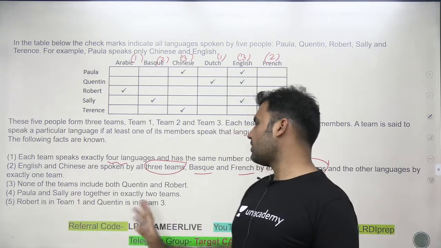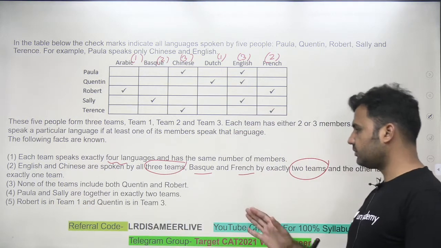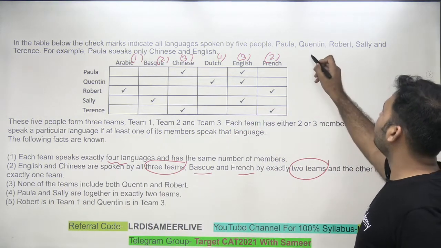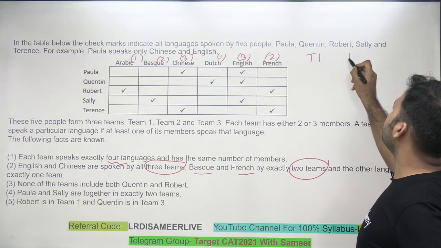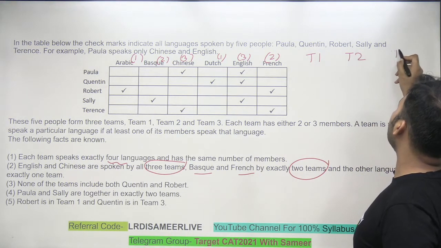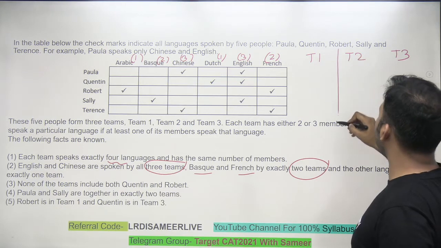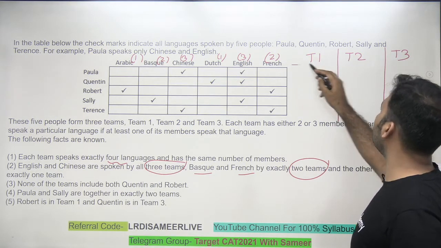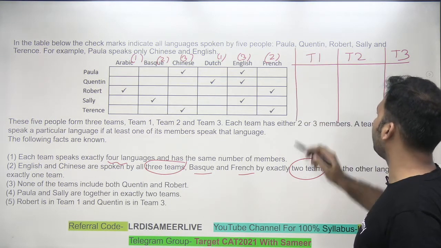Robert is in team 1 and Quentin is in team 3. Okay, now, so start making the teams, guys. Let's say team 1 is here, team 2 and team 3, right? You are supposed to make 3 teams, team 1, team 2 and team 3, right?